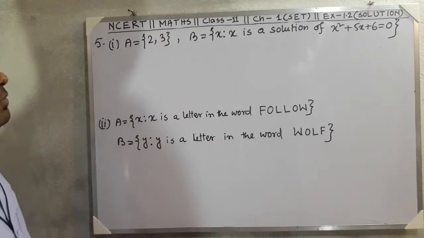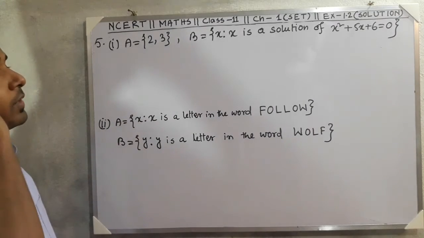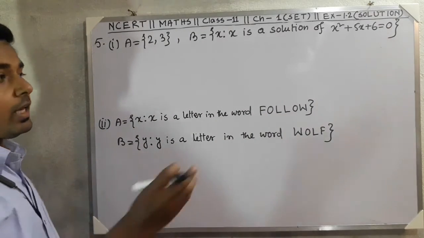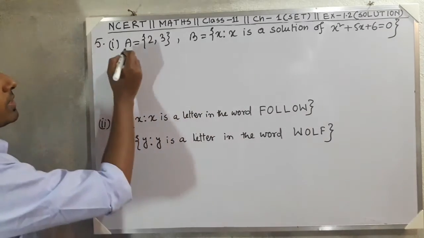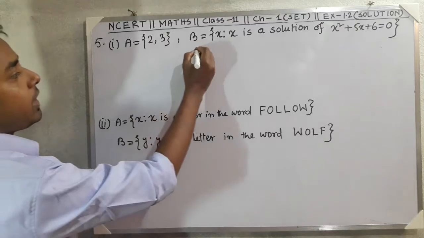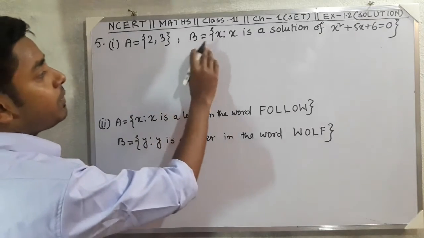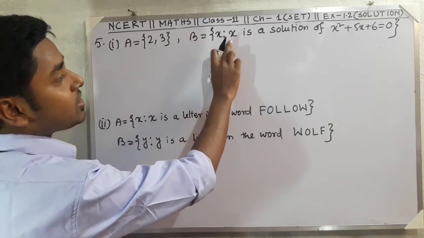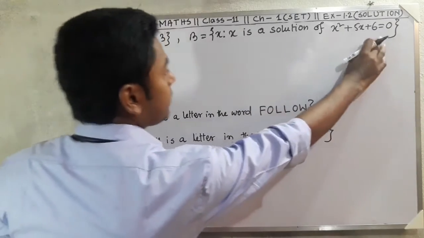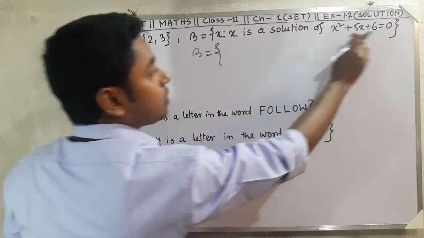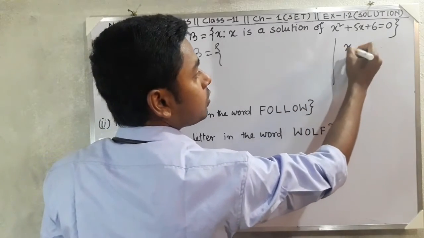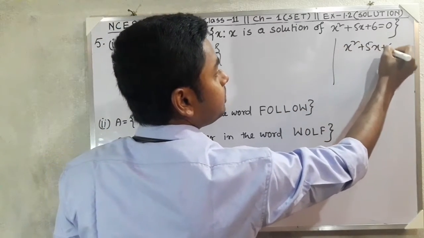So question number 5, what do we have to do? We have to do the same thing here as we have done in question number 4. That means we have to check whether the two sets are equal or not. Set A is given as 2, 3 and set B is given as x such that x is the solution of this equation. So we can write the solution of this equation. What is the solution of this equation? You have to find it out here.